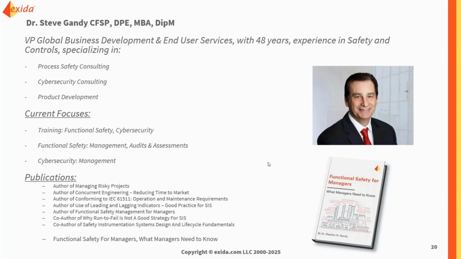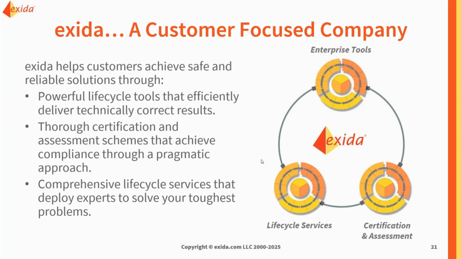And I've written the book, Functional Safety for Managers: What Managers Need to Know, because this is an area that is definitely one that needs improving for the knowledge of management supervisors. They need to know this. They need to know what has to be done. And there's another book that I wrote called Managing in an Automation Company.